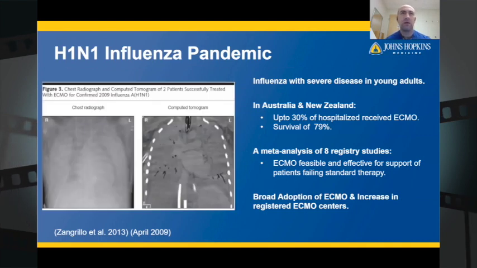So in comes the H1N1 influenza pandemic. We can learn much about ECMO from the H1N1 pandemic. Although the majority of patients during the 2009 pandemic were young adults, the viral pneumonia associated with this disease was severe, leading to almost 30% ECMO utilization in the Australia and New Zealand population, as reported in the 2009 observational study by Davies et al.